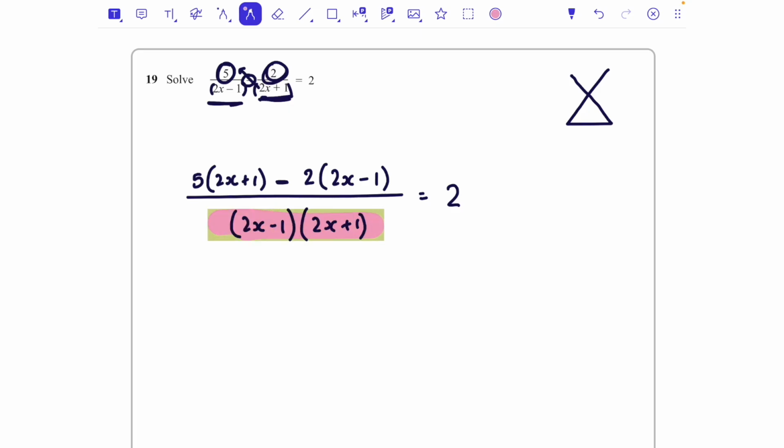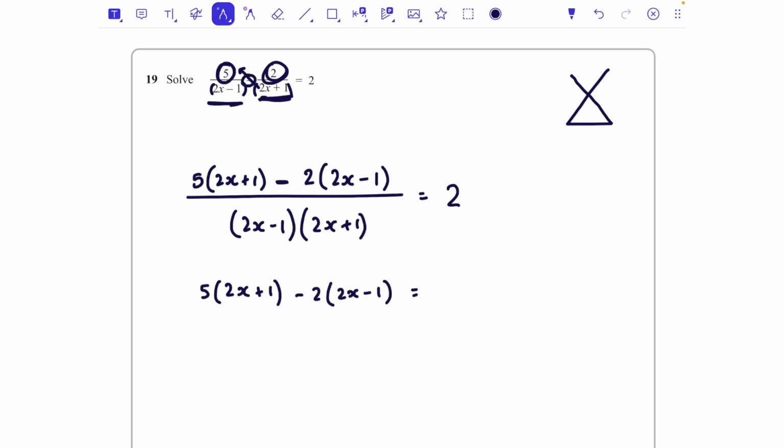So timesing the left-hand side by this gets rid of the fraction, and on the right-hand side we then end up with it. So I've got 5 lots of 2x add 1 minus 2 lots of 2x minus 1 equals 2 lots of 2x minus 1, 2x add 1. And then we just want to expand out all the brackets.